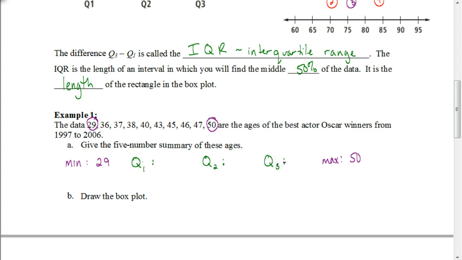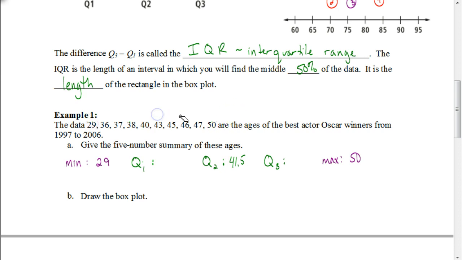Okay, let's start with Q2. So remember, Q2 is our median. If I work my way from the outside in, I will see that I have two middle numbers, 40 and 43. To find the median of those two, I'm going to find the average of them. So 40 plus 43 is 83, and half of 83 is 41.5. So my Q2 is 41.5.